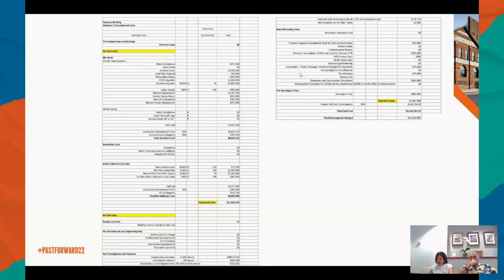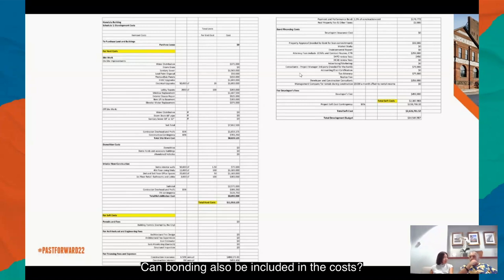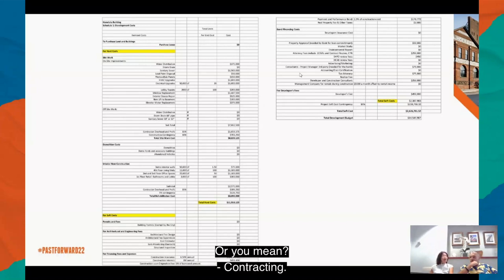There are bond financing costs. Can bonding also be included in the costs? What do you mean? Issuing a bond for? Or you mean for contracting? A contractor's bond? I don't know about that. Okay. I don't know about that right off the top of my head.